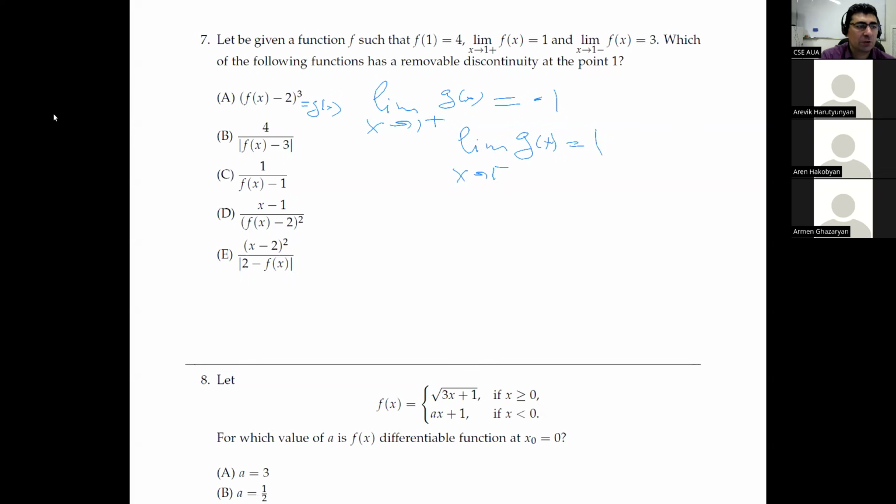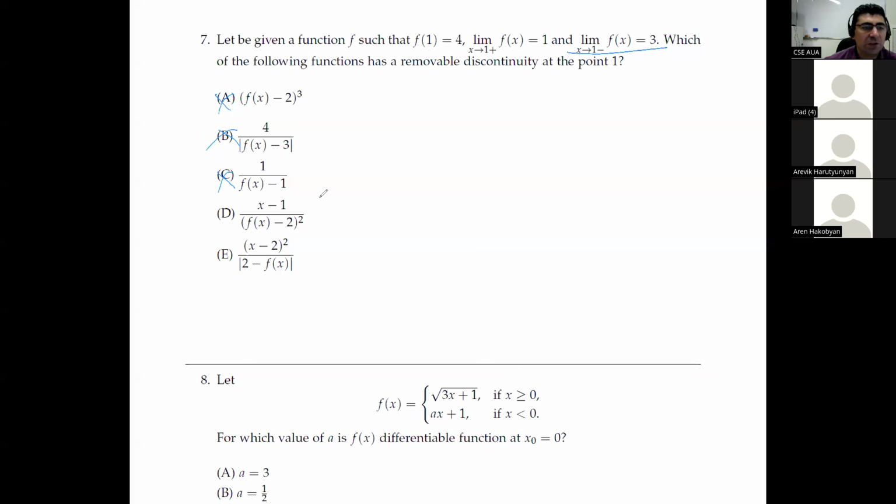Moving forward, what can we say about statement B? It's an essential discontinuity, due to this fact: f tends to 3 from the left side, so we'll get 4 over 0. Same, we can drop C because at 1 it again has an essential discontinuity. Limit from the right side at 1 is 1, so we will get 1 over 1 minus 1, 1 over 0, infinity. And we have now D or E remaining.